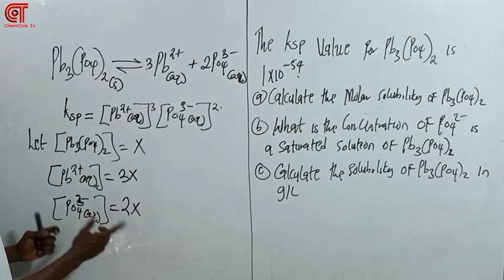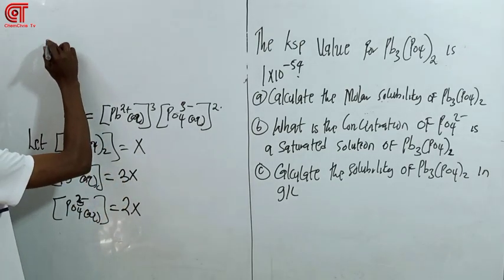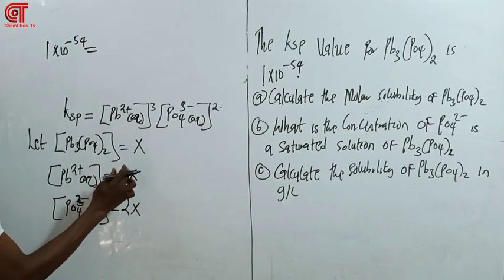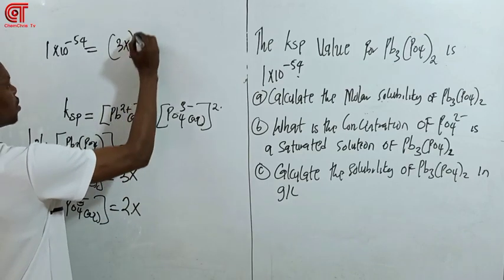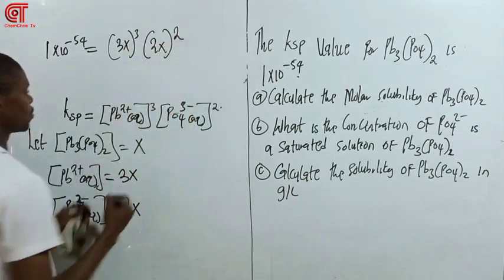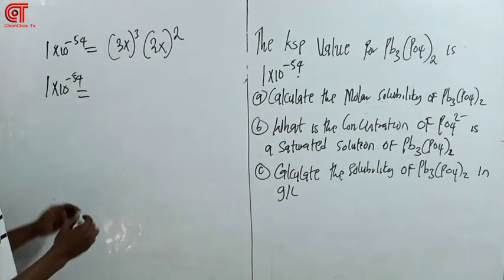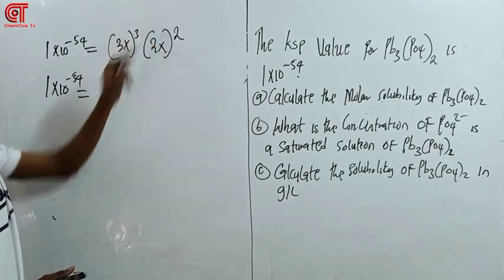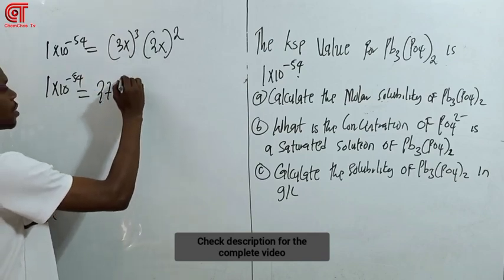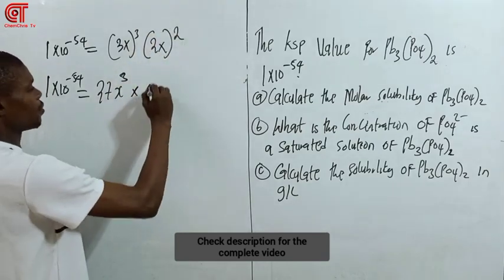The next thing is to input your values into the expression. So let it be 1 × 10^-54 equals (3x) raised to 3, times (2x) raised to 2. So 1 × 10^-54 equals, now 3 raised to 3 is 27. Then x raised to 3, times 2 raised to 2, which is 4, times x squared.